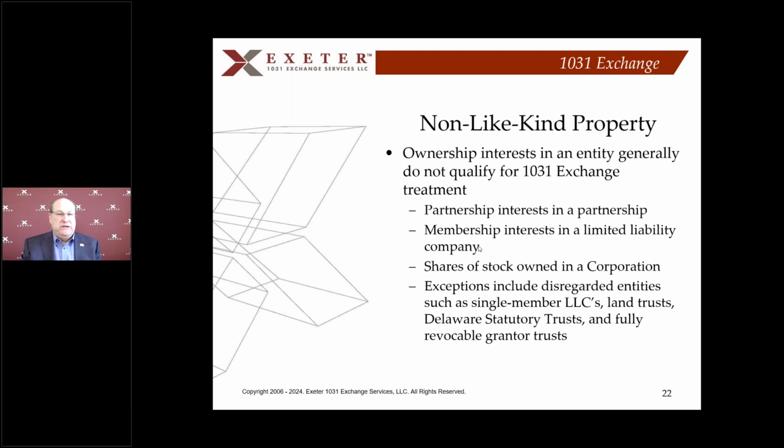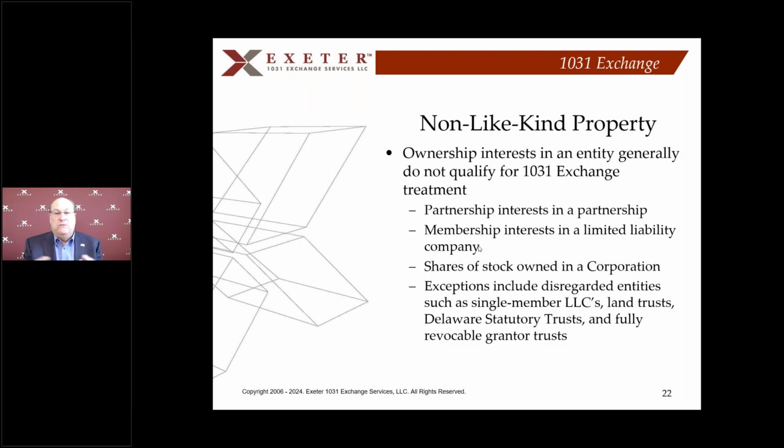When you go to sell real estate, you as an individual are not selling real estate. You are just a partner in the partnership. The partnership as an entity is selling the real estate. So in this case, the LLC is selling the real estate. If you get a cash distribution, there's no way to 1031 exchange that because you haven't sold real estate.